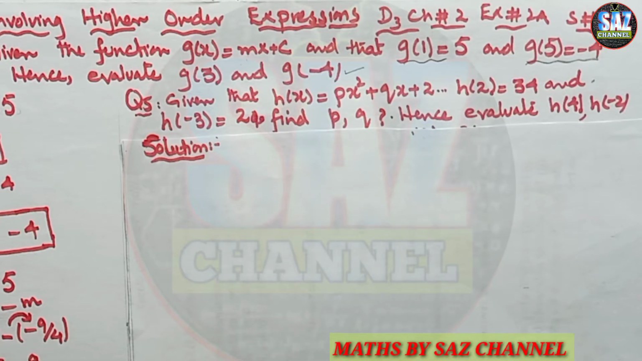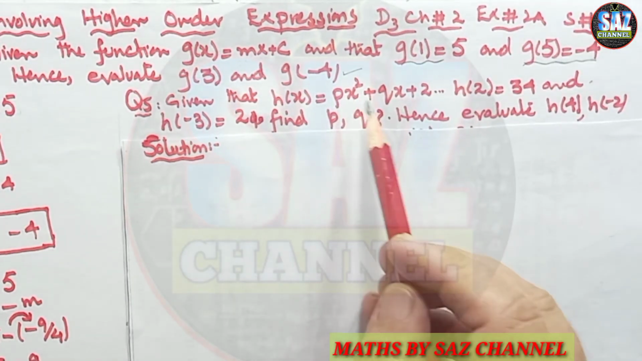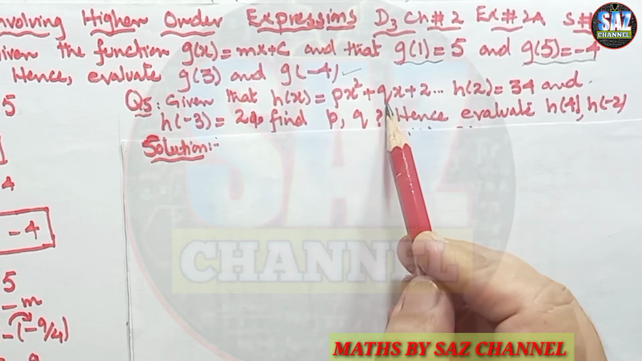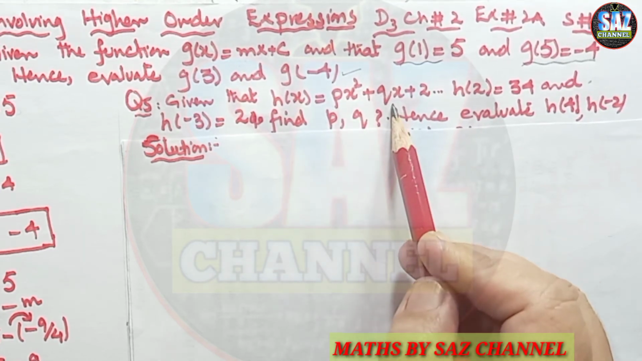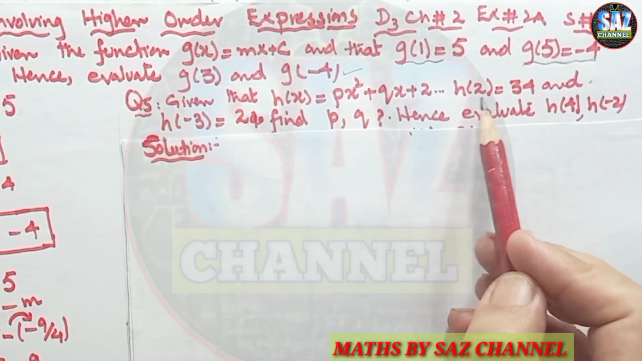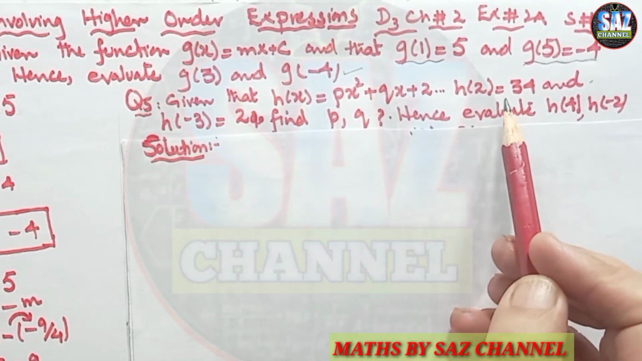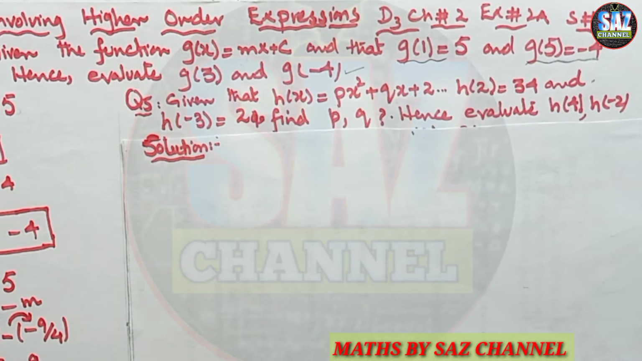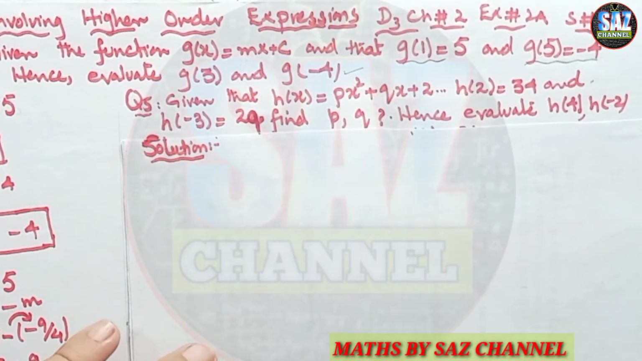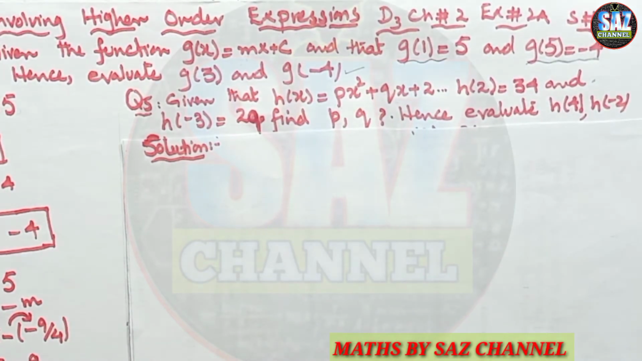Let's move to question number 5. Let's read the question first. Question says, given that h of x equals px square plus qx plus 2, as in the question there are two unknowns, so there must be two conditions given to evaluate these two unknowns. And the first condition is h of 2 equals 34 and h of minus 3 equals 29. Find the value of p and q, and hence evaluate h of 4 and h of minus 2.